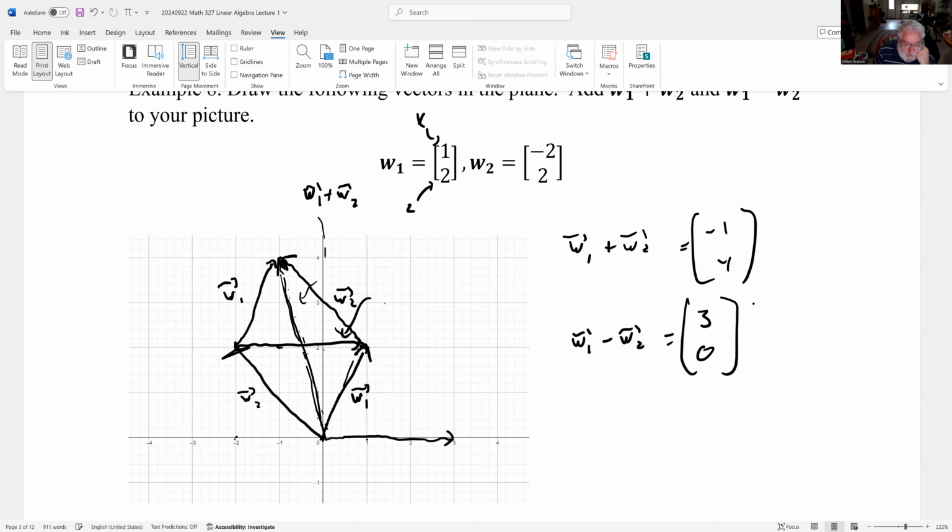And so that's W1 minus W2. Right, so if we do W2 first and then 3, 0, we end up at W1. So that's how we can add and subtract things geometrically. We get this nice parallelogram. One of the diagonals is the addition. The other diagonal is the subtraction.